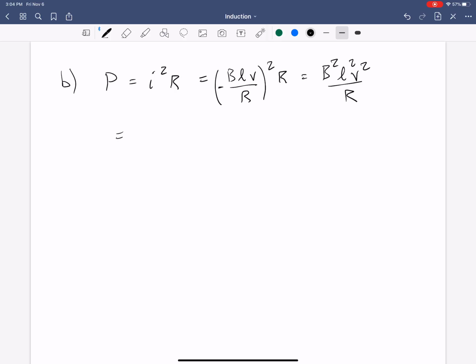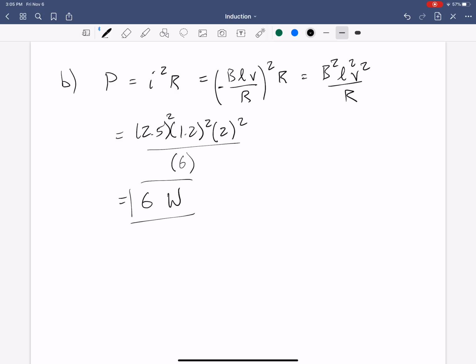And if we plug in the values, 2.5 times L was 1.2, squared. The velocity was 2 again, divided by the resistance of 6. This should give us a value of 6 watts.